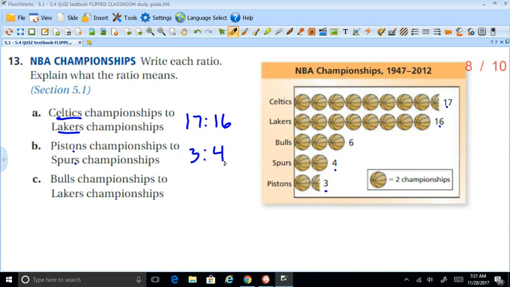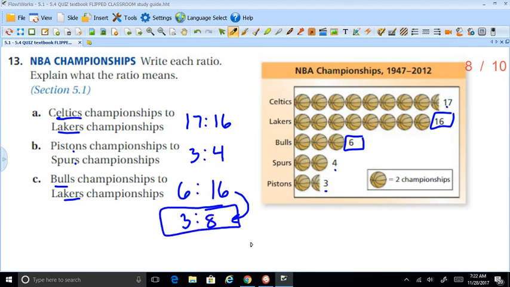3 to 4 ratio. Bulls to Lakers. Bulls are 6. Lakers are 16. Bulls comes first, so we're going to say it's a 6 to 16. And we're going to simplify it, shrink them down, each have a factor of 2, and we get a 3 to 8 ratio as our final answer.